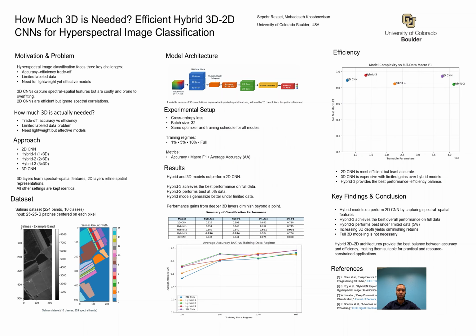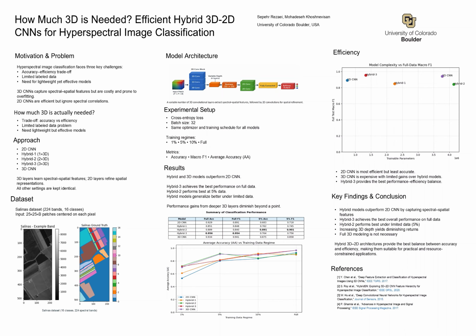In this project, we study a simple but important question. How much 3D is actually needed for hyperspectral image classification? Hyperspectral images are very rich. Each pixel contains hundreds of spectral values, not just RGB. To classify materials correctly, we need to use both spatial and spectral information.